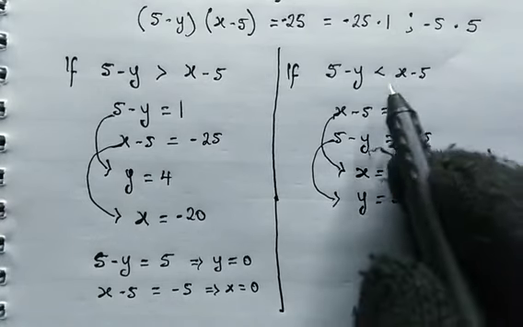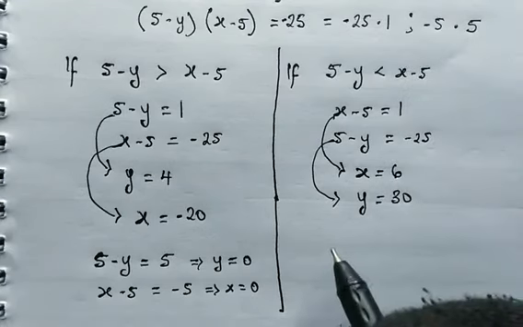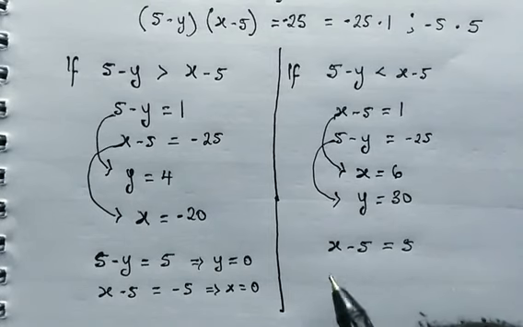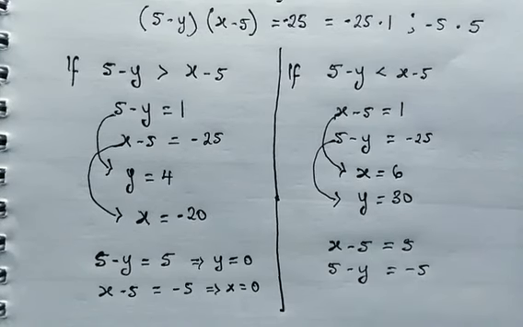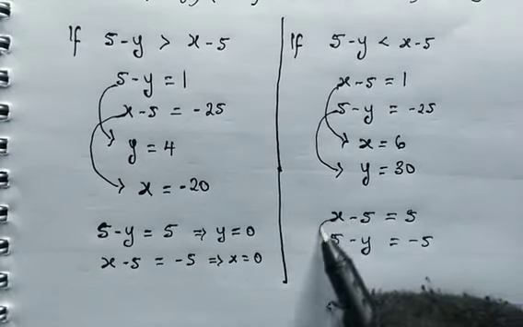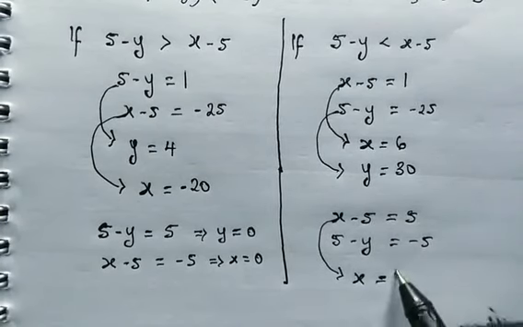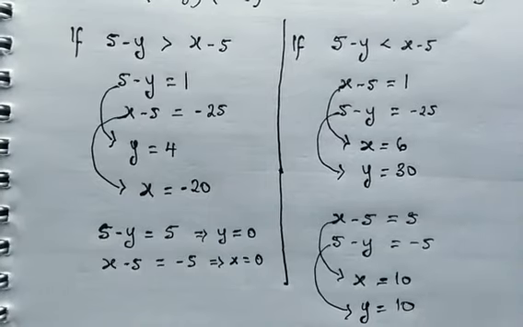Then, remember, with this condition here, let's go to the other factor here, negative 5 times 5. So, we're going to have x minus 5 equals 5, and 5 minus y equals negative 5. So, from this equation, x equals 5 plus 5, which is 10. And from here, y equals 5 plus 5, which is 10.